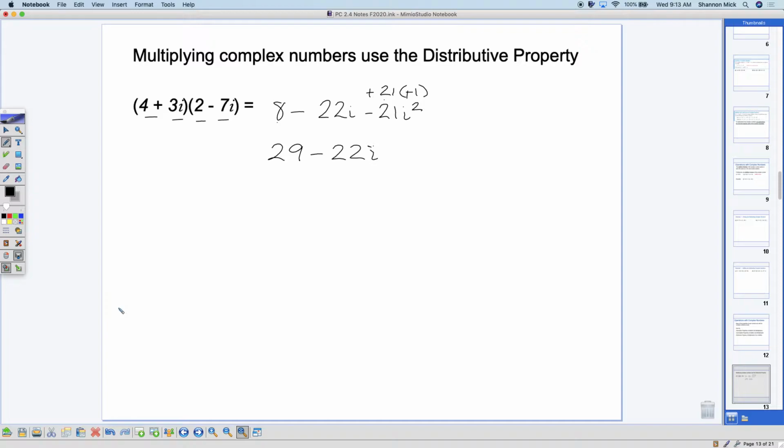Negative 1. If I got i cubed, what would I make it? Negative i. If I got i to the 4th, what would I have made it? 1. When we are done with the problem, the only power of i that you should have is the first power, because the second power of i is negative 1 and the fourth power of i is positive 1. So you should never have anything larger than i to the first power in your completed problem.